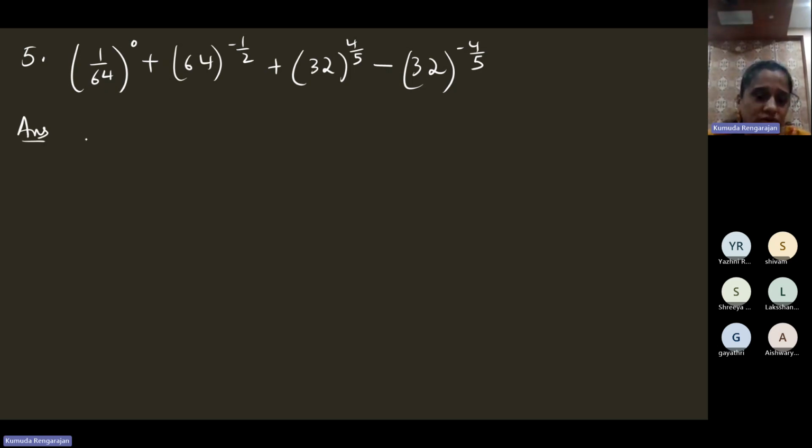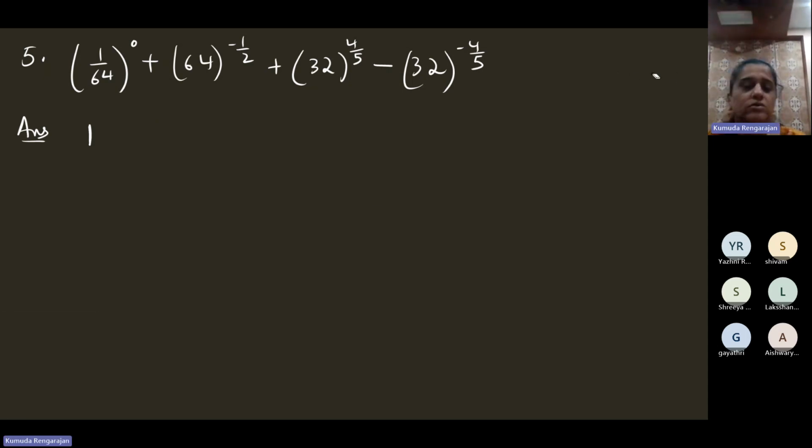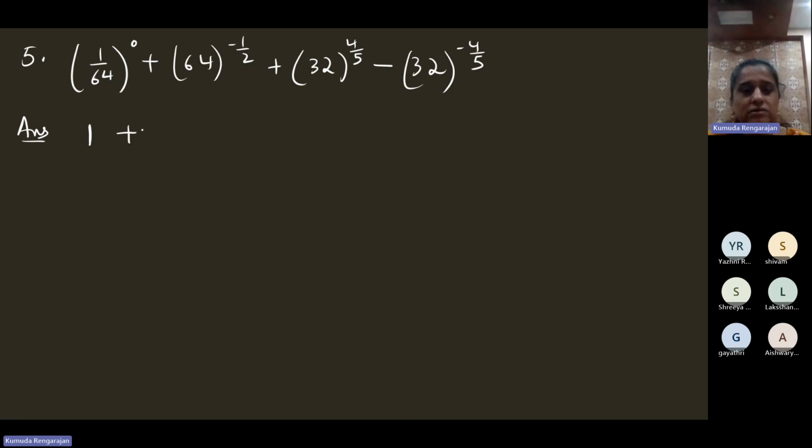So we know anything raised to the power 0 is 1. So (1/64) to the power 0 is 1. Anything raised to the power 0 is 1. A to the power 0 is 1. All right, so (1/64) to the power 0 is 1.